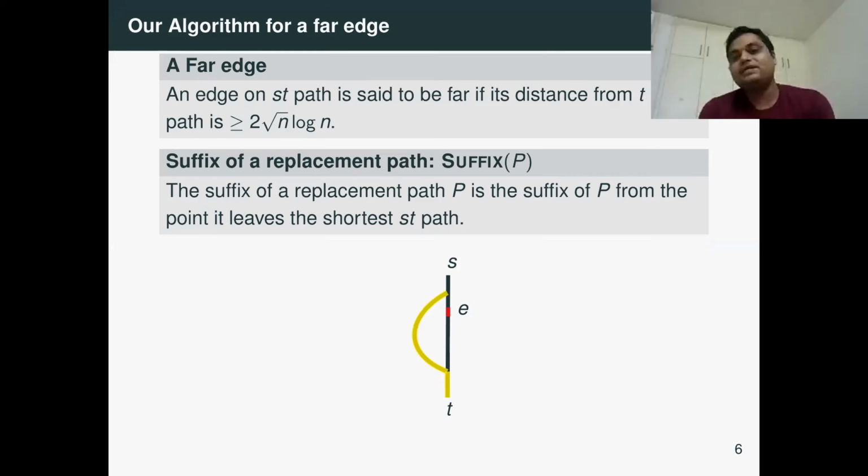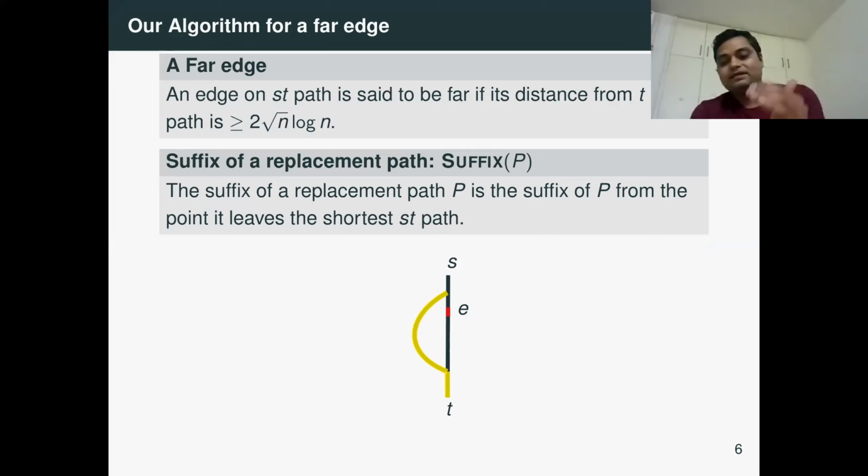So let's look at an edge on an ST path, and I call this edge a far edge if its distance from T on the ST path is greater than 2 square root n log n. Now look at the replacement path which is avoiding this edge E. This replacement path moves from S to some point above E, then takes this detour.